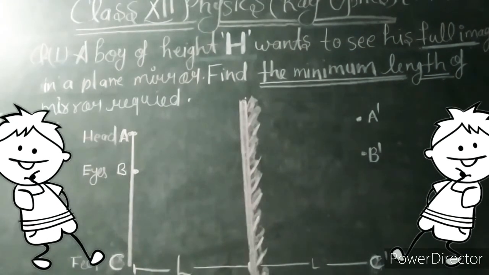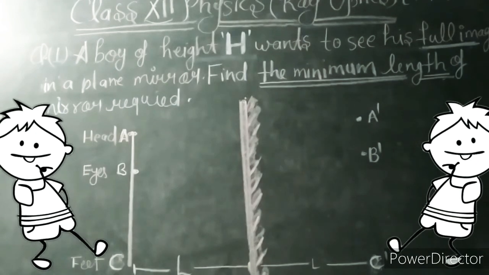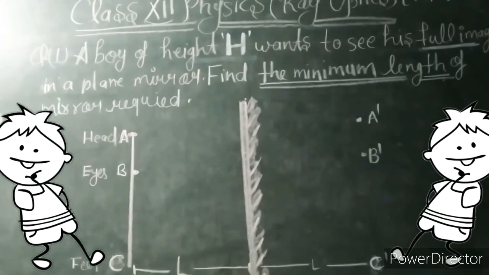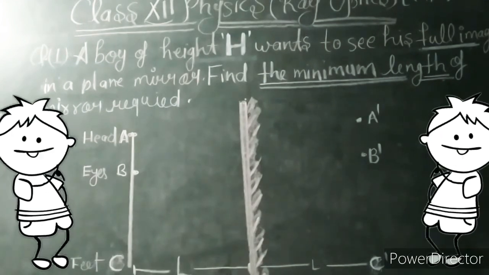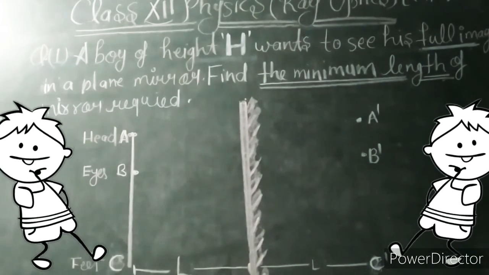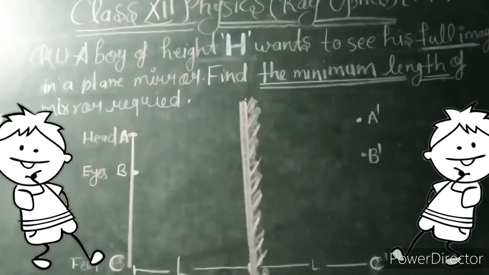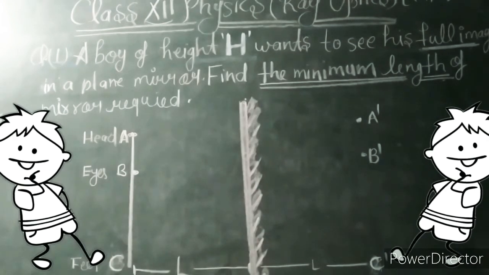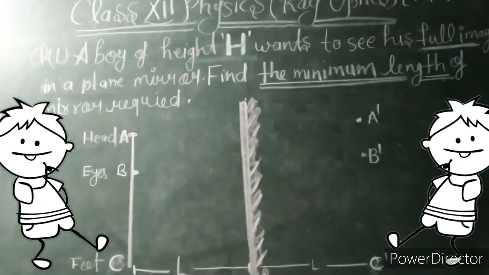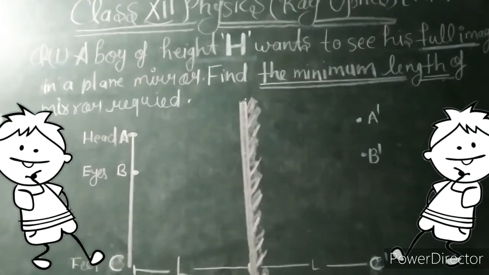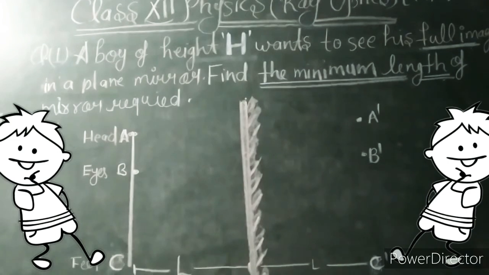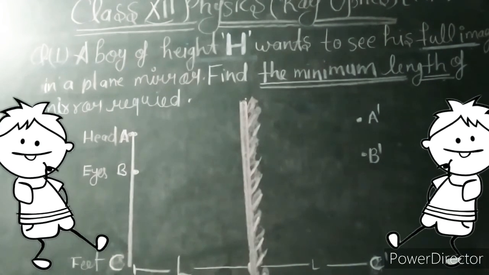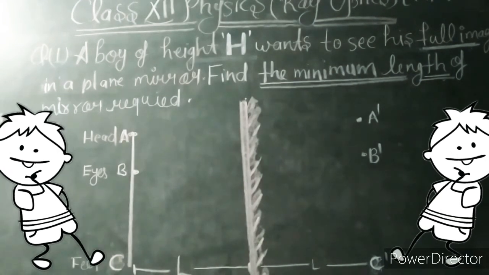First, if we want to draw a ray diagram, I will say two easy methods to draw the diagram. You see here, we will get images A dash, B dash, and C dash. So we will get A dash C dash, the boy's image, and we follow all characteristics of a plane mirror.